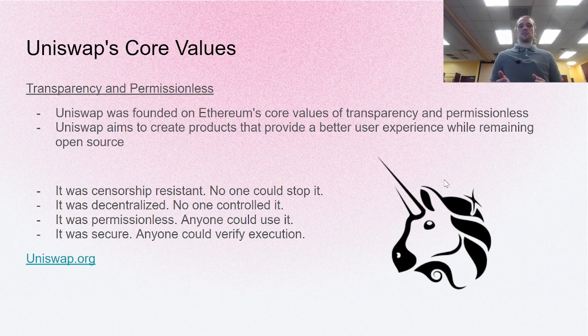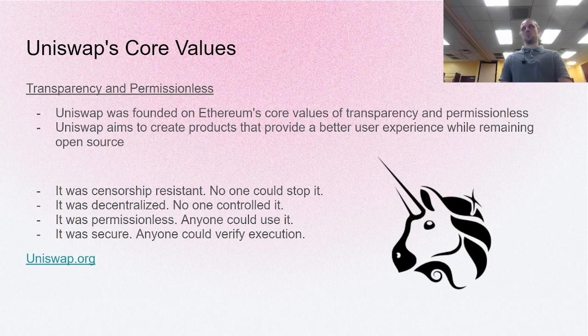And this is something I think is really important. We'll go over this a little bit more slowly. Transparency and permissionlessness. These are two keywords that are core to decentralized finance values, and moreover, to Ethereum as a foundation and as a technology, their values. Uniswap was founded on Ethereum's core values of transparency and permissionlessness. Excuse me.